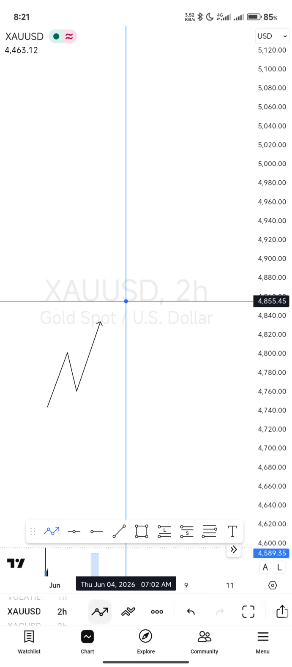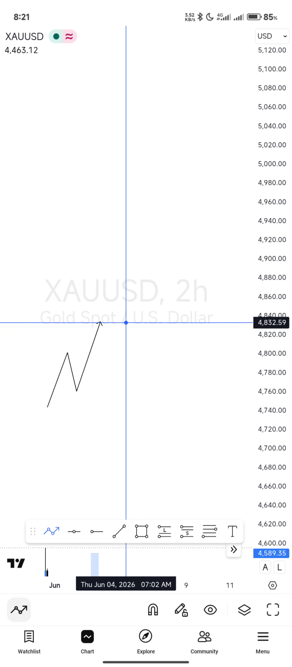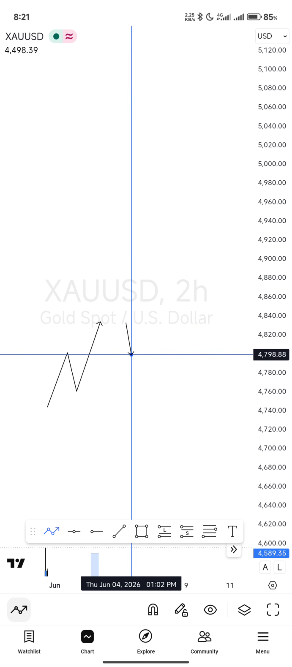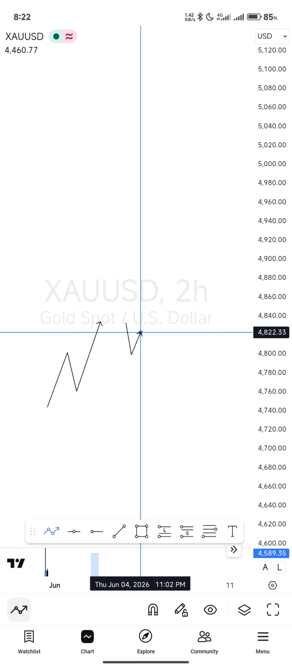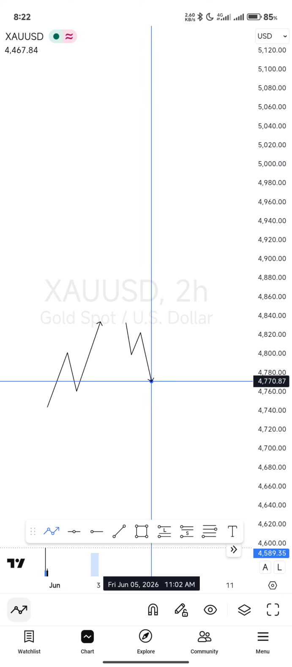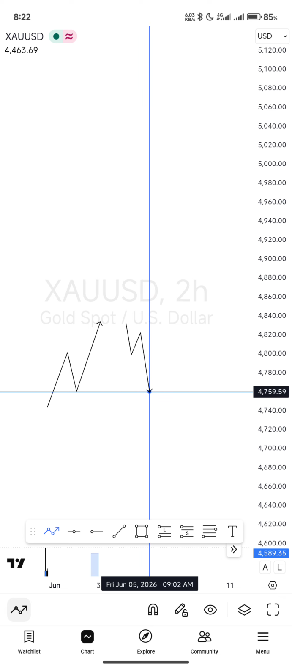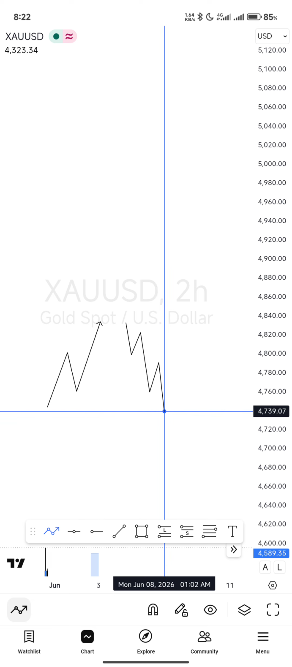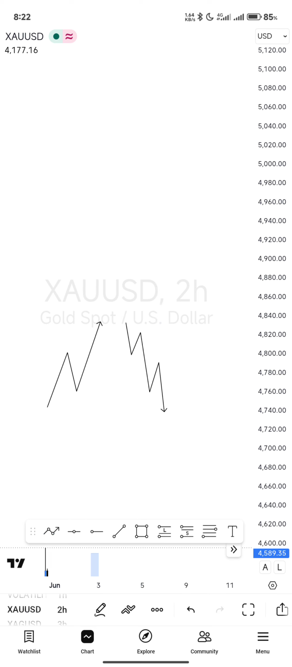Now, for a downtrend, it's the opposite. It starts from a high, makes a low, makes a lower high, and then makes a lower low. And then the trend can just keep repeating itself, and so on and so forth. So this is a practical example of a downtrend.